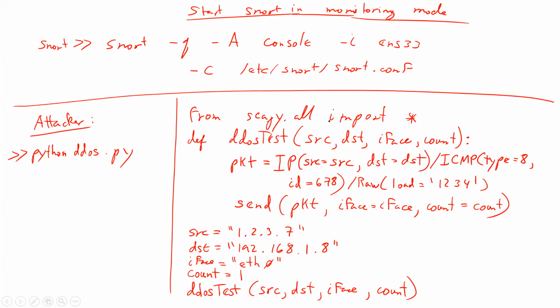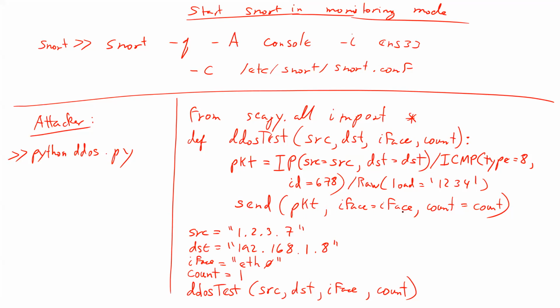So for instance, you import Scapy, you have a function DDoS, which has the IP interface account. You build a packet. You can see it's an IP, ICMP. It's got to have a type 8. It'll have a source and destination, an ID of 678, and the load is 1234. But even though I've given you this already, please go into that file and find the corresponding alert, okay?